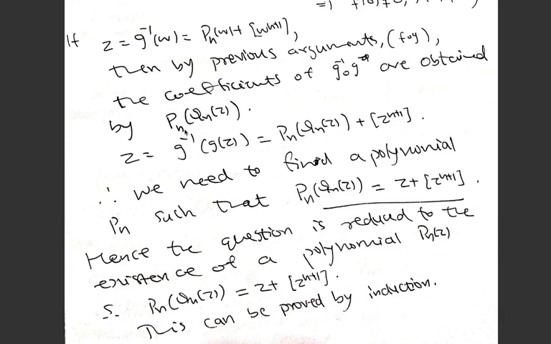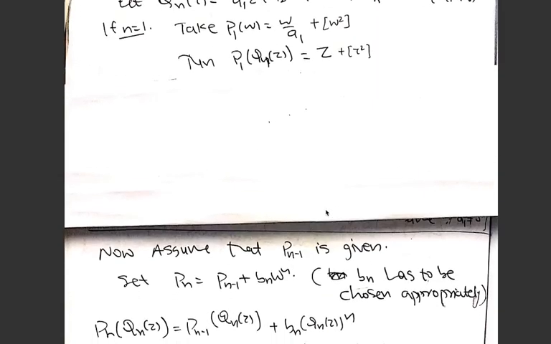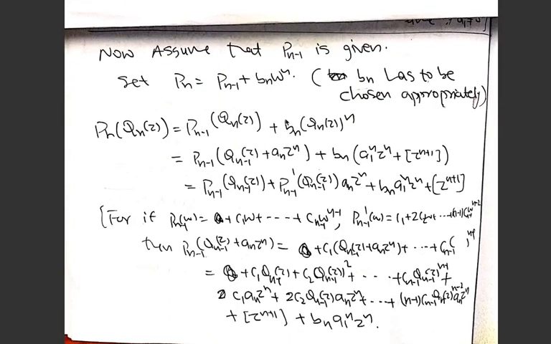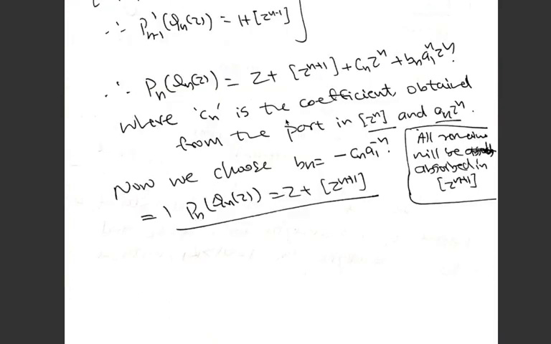Then we apply the computation for composition. So z is equal to G inverse of G(z), which is Pn of Qn(z) plus z^(n+1) times something. That means this composition will represent the inverse function. So we need to find a polynomial Pn with this property. That can be done. We can prove it by induction. So let me not explain that, that's the induction argument.